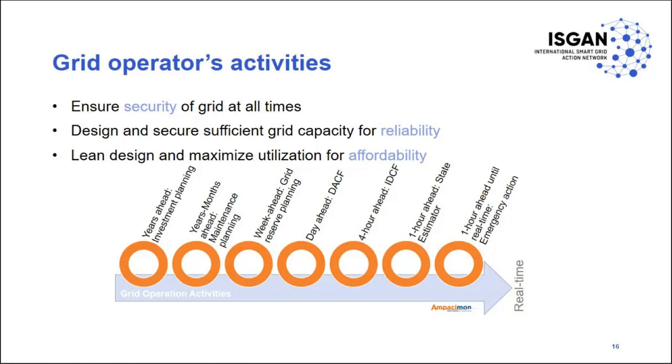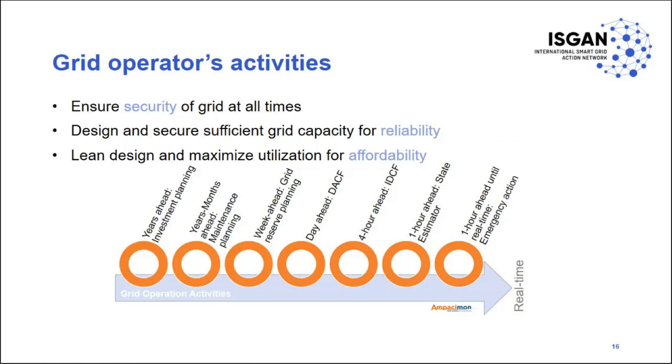The core mandate of a system or a grid operator is to ensure the security of the grid at all times, so there is no damage to the grid assets, and to design and secure sufficient grid capacity for reliability so that the cause of a power outage to customers is not caused by insufficient capacity to transport energy from the power plants to the consumers, and also to aim for a lean design and maximum utilization that results in delivery of affordable electricity supply.